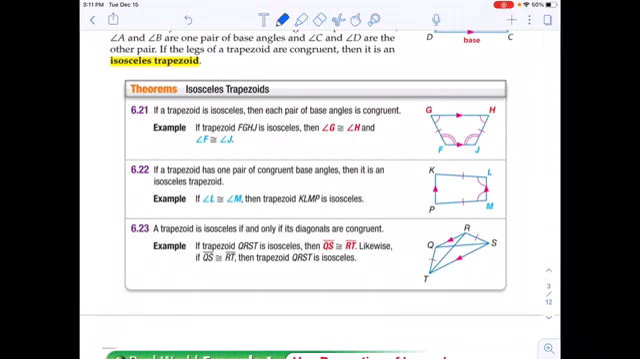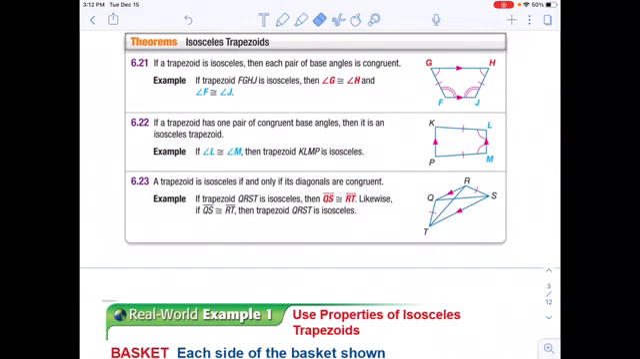We also know then, based on that, any consecutive non-congruent angles, so one each from the bases, add and equal 180. We'll need that in a little bit. Another theorem we have is if a trapezoid has one pair of congruent base angles, then it is an isosceles trapezoid. Also similar to the triangle idea, if the base angles are congruent, then the sides are congruent.